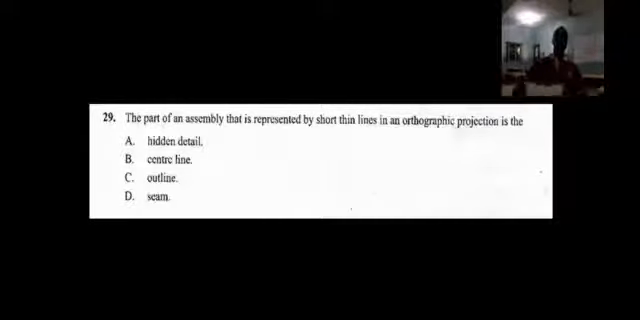Part of an assembly that is represented by short thin lines in an orthographic projection is called what? The answer is A, hidden line, hidden detail. The answer is hidden detail, A.